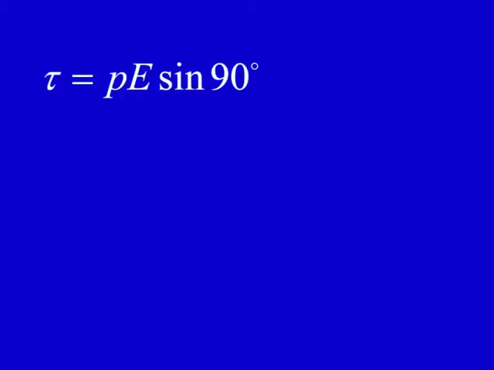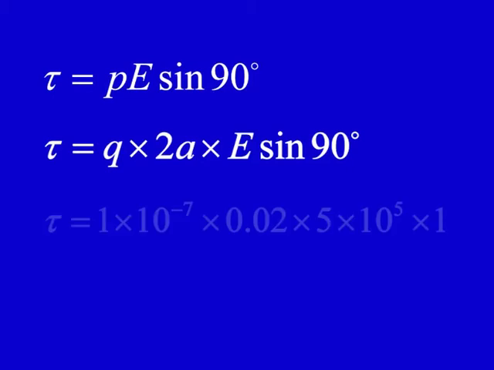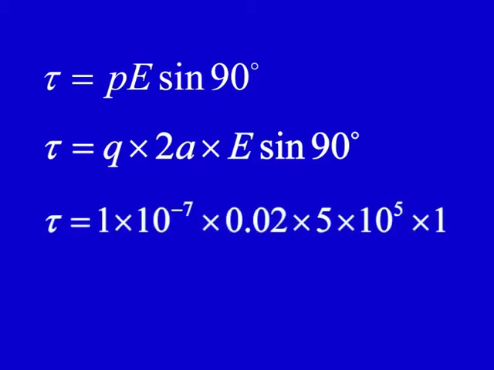We know that the maximum torque, tau, is equal to pE sine 90 degree or Q into 2a into E sine 90 degree, which gives tau equal to 1 into 10 raised to the power minus 7 into 0.02 into 5 into 10 raised to the power 5 into 1. This gives tau equal to 1 into 10 raised to the power minus 3 Newton meter.